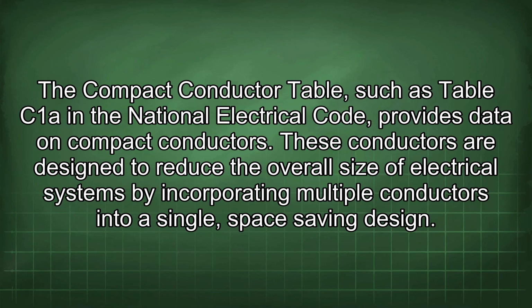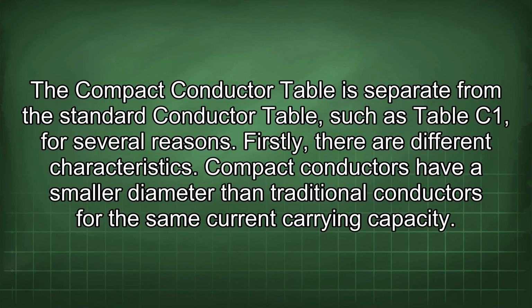A compact conductor table, such as Table 310.104(A) in the National Electrical Code, provides data on compact conductors. These conductors are designed to reduce the overall size of electrical systems by incorporating multiple conductors into a single space-saving design. The compact conductor table is separate from the standard conductor table, such as Table 310.16, for several reasons.